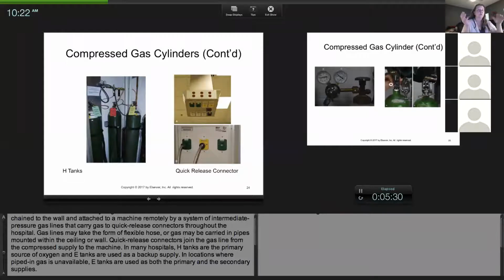That's why you always want to make sure, when you're the anesthetist and you have to check your machine in the morning, that you check your machine and your tanks before your patient is hooked up, because you want to know that you're starting with enough oxygen so you don't get in that trouble.